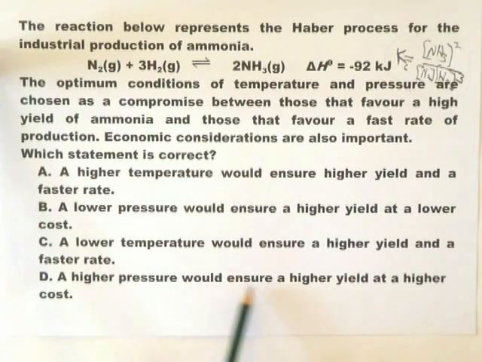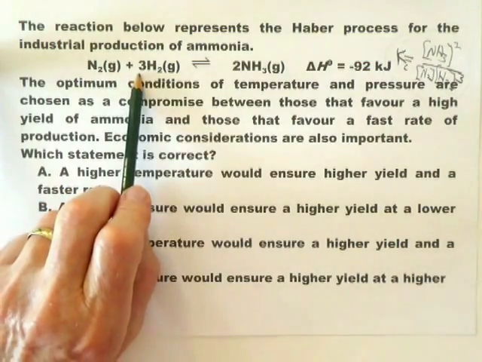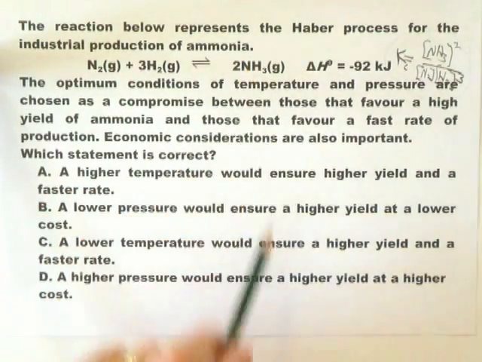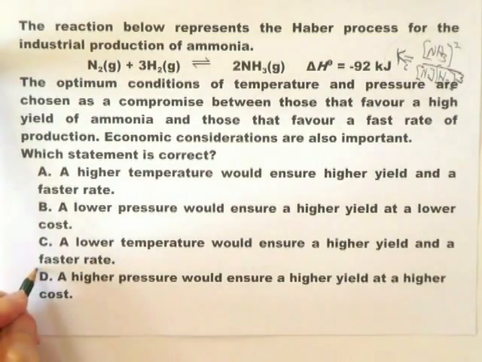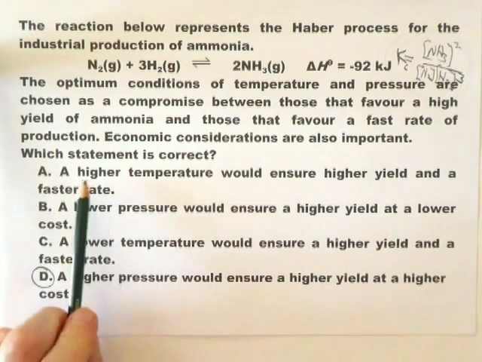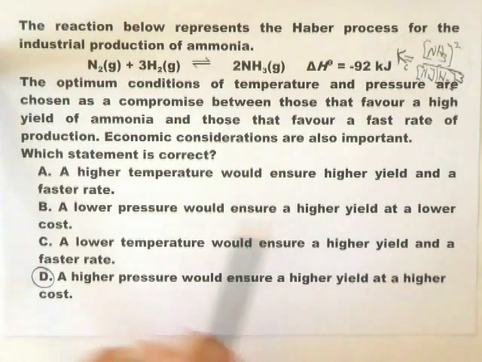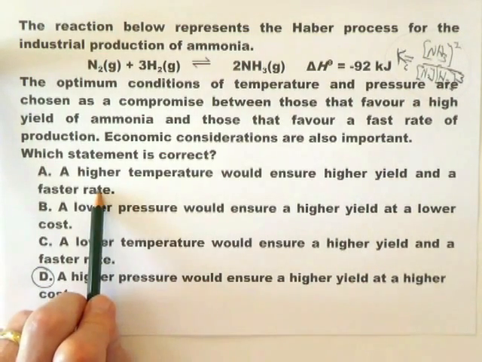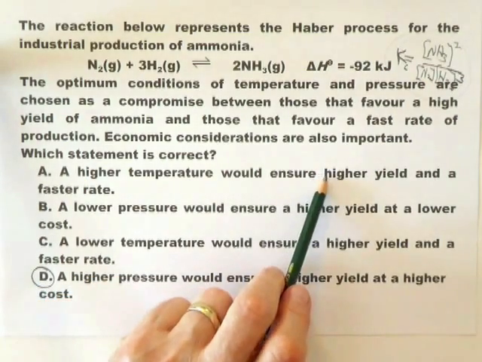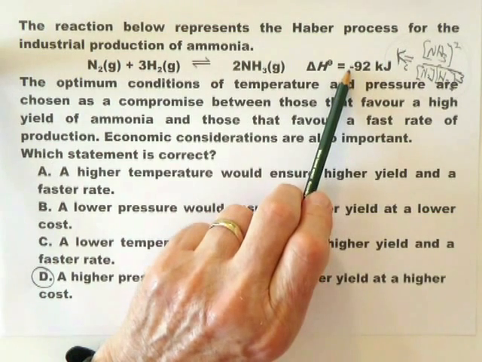A higher pressure would ensure a higher yield at a higher cost. Now, a higher pressure would ensure a higher yield, yes, and it is at a higher cost. So that's clearly the answer. Let's look at A and C. A higher temperature would ensure a higher yield and a faster rate. Faster rate is definitely true. Higher temperature would ensure a higher yield. No, it wouldn't, because this is an exothermic reaction.